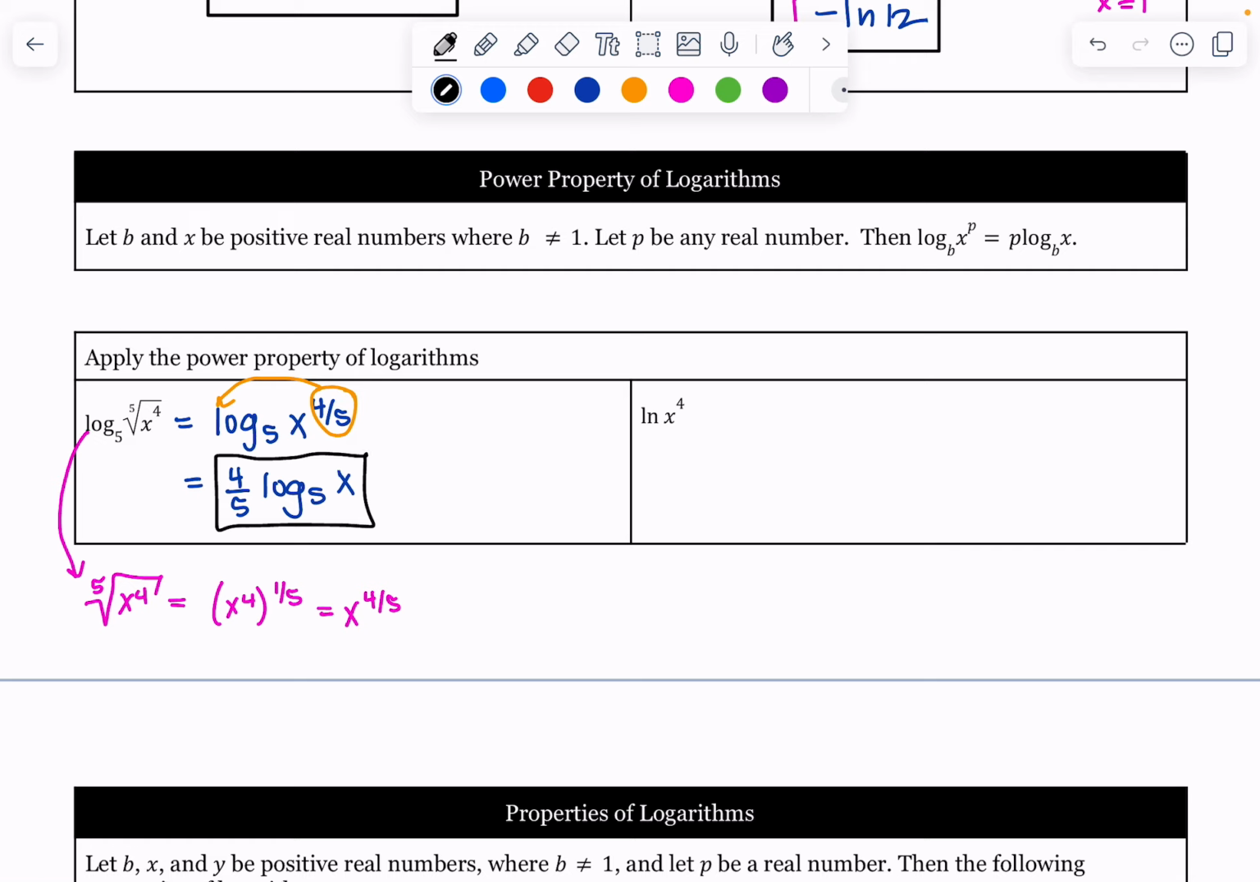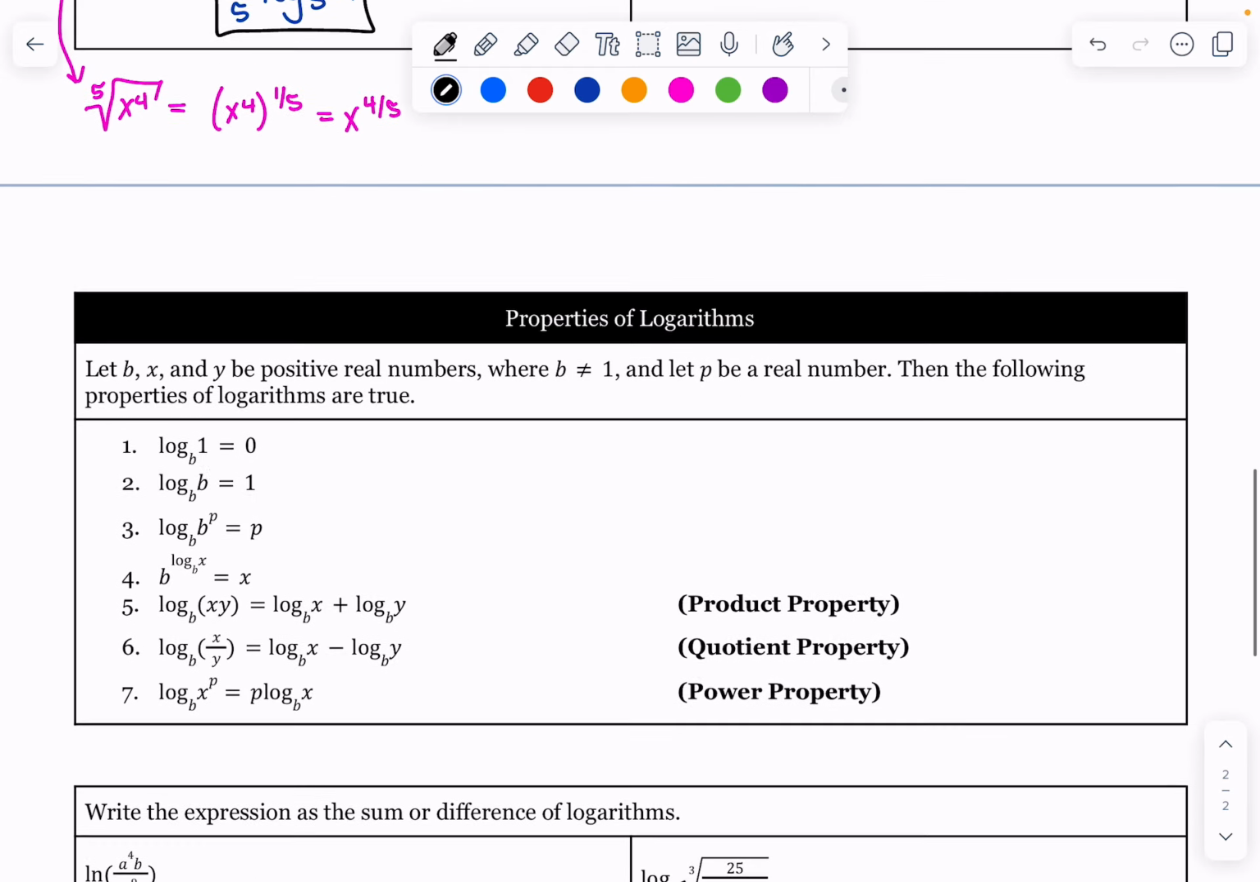Okay, for this next one, we have ln x to the fourth, and our exponent is 4, so we can move that 4 into the front. So the best way to write this would be 4 ln x, and that one's just really simple. There's nothing much to do. That base is e. There's no way to simplify further.